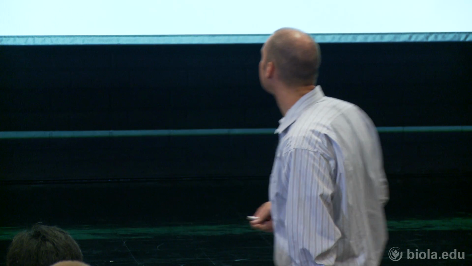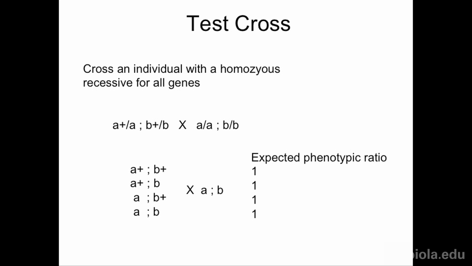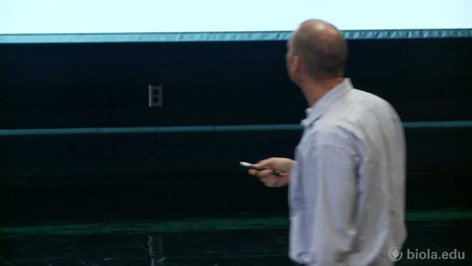Okay? So you cross an individual, an individual that you're looking for what is its underlying genotype, with a homozygous recessive, right? This is a test cross for two traits, a dihybrid. If you think about an individual that you're just thinking, okay, is it homozygous for the dominant trait or is it heterozygous? If you cross it to a homozygous recessive individual, then the ratio of the offspring, if it's a heterozygote, is going to be 50-50, right? Because that homozygous recessive individual is only going to give the recessive allele.